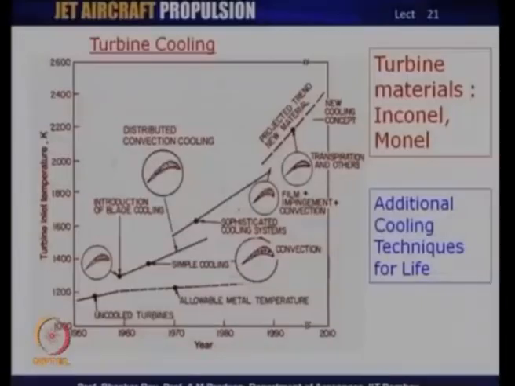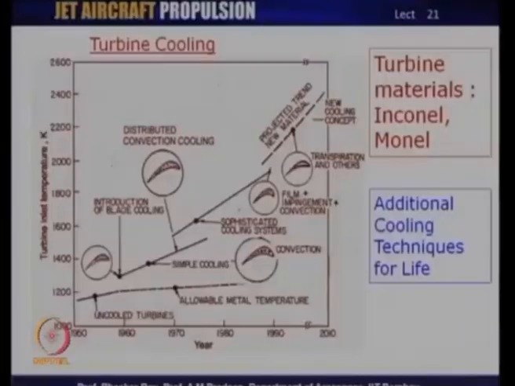In fact, if you increase the temperature from 1200 to 1300, the same blade would probably get charred in a matter of a few minutes. You can't possibly have turbines operating at that kind of temperature anymore. So, once the temperature crossed the 1000 centigrade mark, cooling became an absolute necessity for all kinds of aircraft engines.